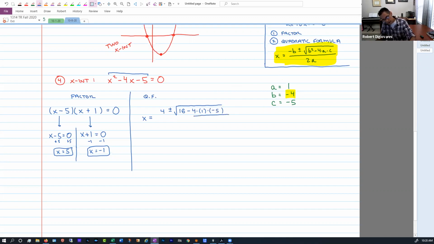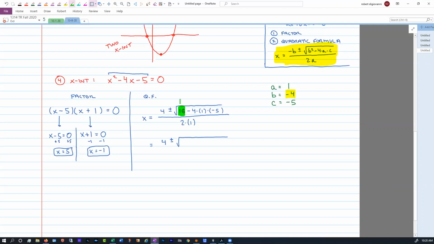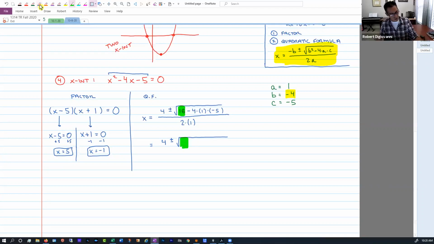All divided by, the whole thing divided by 2 times A, but A for us was 1. All right, let me continue. 4 plus or minus square root. Okay, this is where most students mess up, this part right here. So my advice to you is this. That number, just always bring that number down, 16. Let's just drop that in right there.